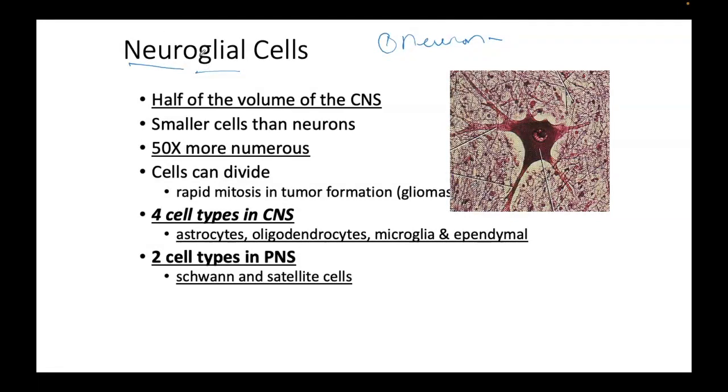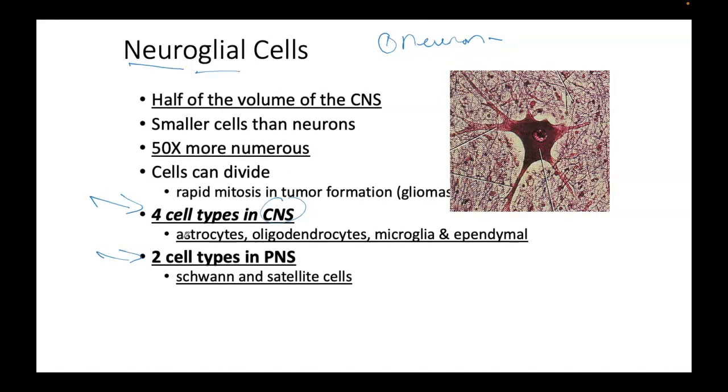Neuroglial cells means nerve glue. We have 6 different ones, 4 in the CNS and 2 in the PNS. What does CNS stand for? Central neural system. What does PNS stand for? Peripheral neural system. Now, the neuroglial cells, if you look at this picture, this is a neuron, and everything around it are going to be neuroglial cells. So the neuroglial cells make up half the volume of the central neural system. They're smaller than neurons, but they're 50 times more numerous.